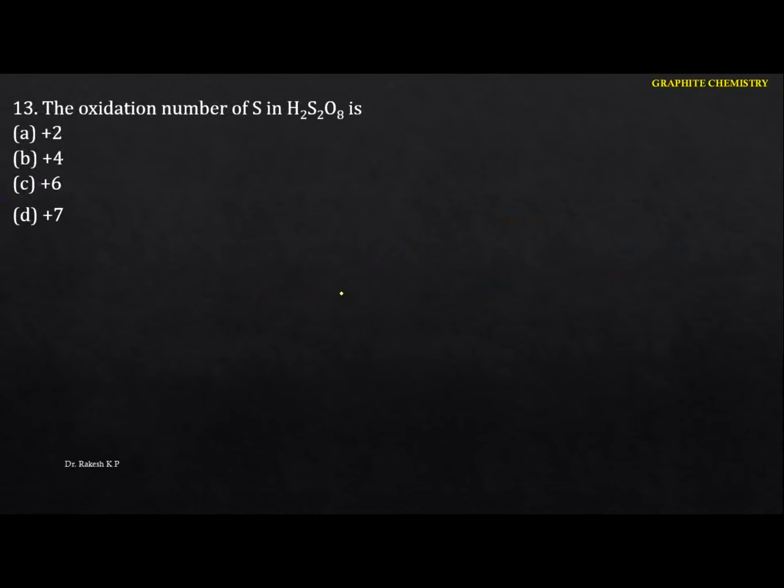See the next one here. The oxidation number of sulfur in H2S2O8. So this is the most important one. Don't expect the same questions. That means you may get questions based on the oxo acids of sulfur. Commonly they are going to ask this type of questions here.